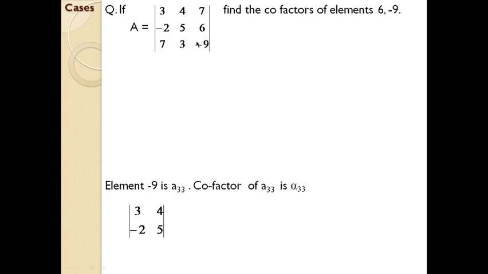The minor will be, when -9 is selected, the row and the column will be neglected. So the remaining numbers are 3, 4, -2 and 5. See, 3, 4, -2 and 5. So alpha 33 equals 3 into 5 minus -2 into 4. That is cross multiply. 3 into 5, 15, minus -2 into 4, it will be -8. So we can write 15 plus 8 and you will get 23. So 23 is the minor of this element, -9.